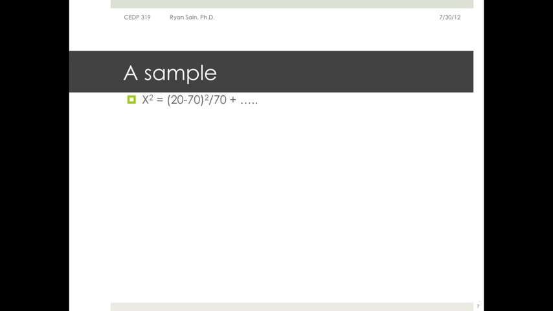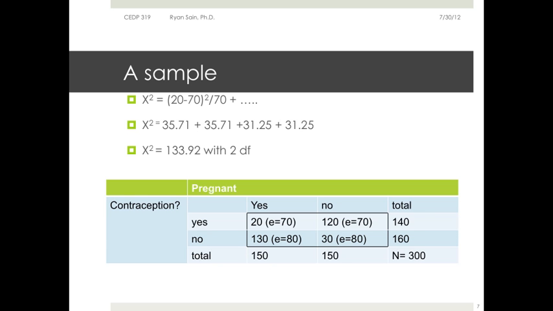Well, if we look at the model, remember the observed score was actually 20. So I'm just going to zip ahead here a little bit so we can walk through this. The observed score was 20, 20 minus 70, right? So how did we get 70? 70 was that row total times column total divided by n. For the contraception yes and the pregnancy yes cell, we're going to take the row total, which is 140, multiply it by 150, and divide that by 300, and the end result is 70.